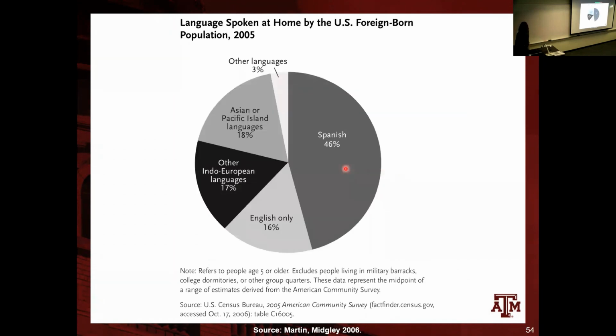Language spoke at home of a foreign born population, around 46% speak Spanish, 16% only English, 7% Indo-European languages, 18% Asian or Pacific Island languages. So still a lot of variation among foreign born population in the US.